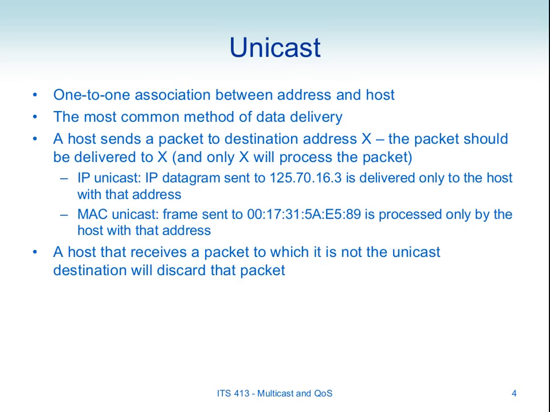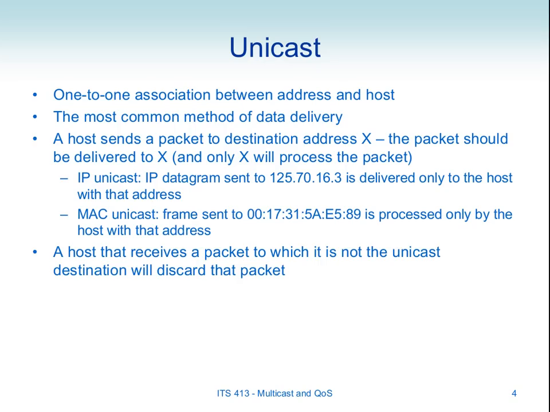And that's available in the internet protocol. All the example IP addresses that we usually give are unicast addresses. Here's a unicast address. If you set the destination of some IP datagram to be 125.70.16.3, then it should be delivered to a particular host with that address, just one host. Uni meaning one. Similar when we use the MAC protocol or Ethernet protocol, if a frame has a destination address of this 0017 so on to 89, then that frame should be delivered and processed by just one host in the network.